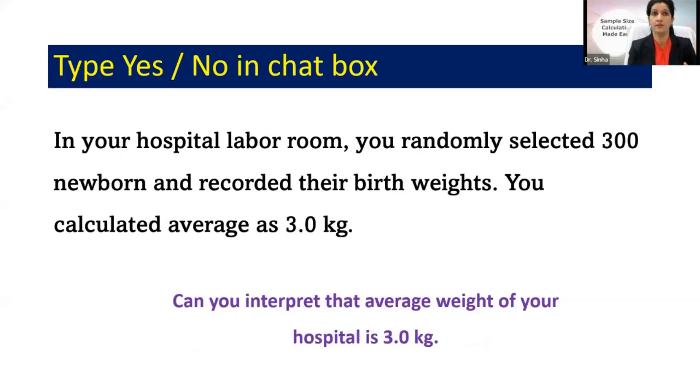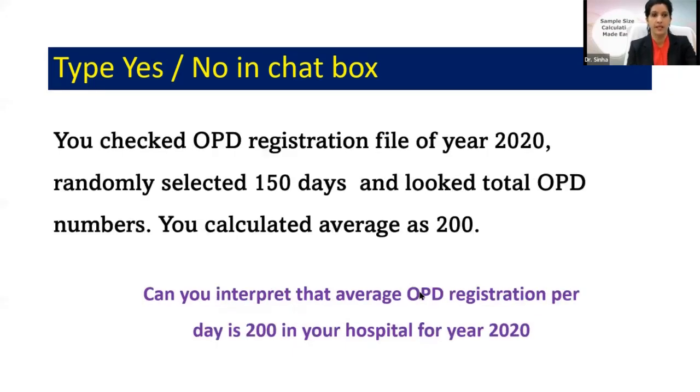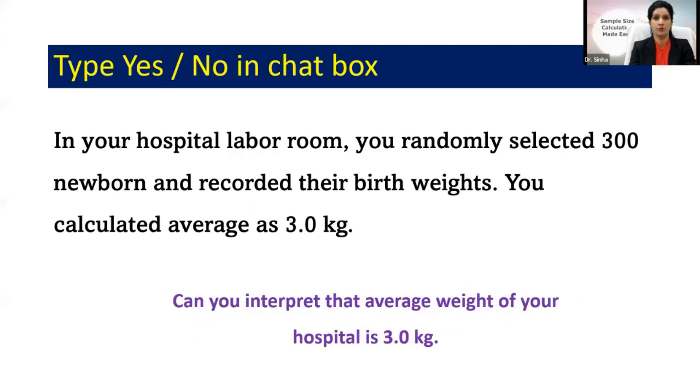Similarly, you have selected 300 newborns and recorded their birth weight. Now can you say that the calculated average weight is 3 kg? What will your answer be? So now you can see it depends on the total deliveries.